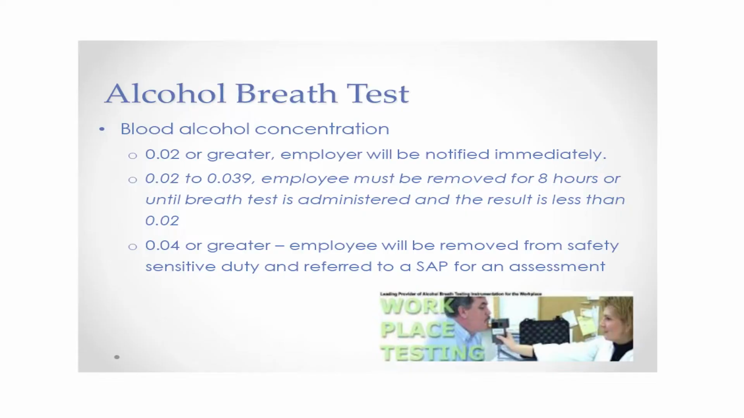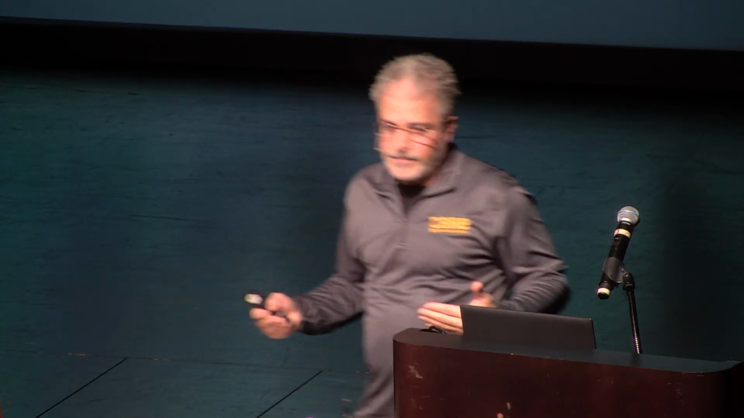Now, for the alcohol breath tests, at 0.02 or greater, the employer will be notified immediately, so it's not a DOT violation. They just notify the employer that the person tested at 0.02. So in the Canton guidelines, the Canton policies, 0.02 is immediate dismissal. At 0.02 to 0.039, employees must be removed for 8 hours until they can blow less than a 0.02. Although in Canton, of course, it is the end, termination.